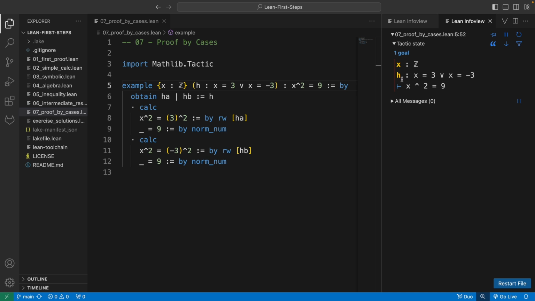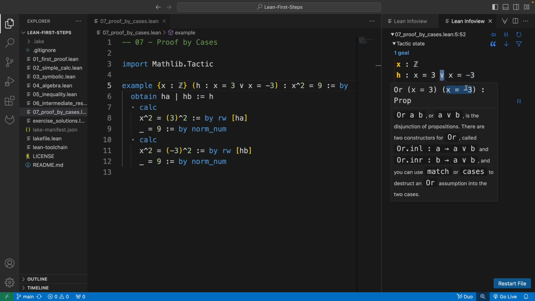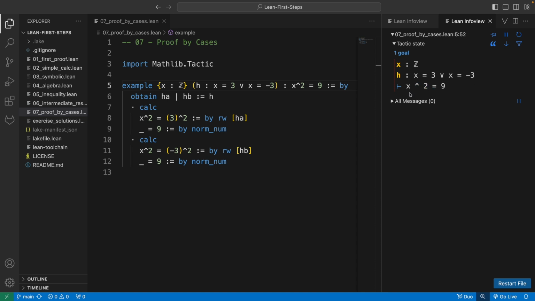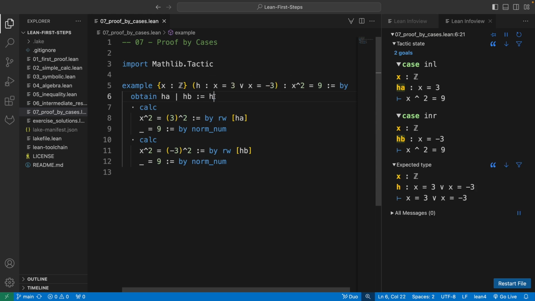It knows that there's a hypothesis that x is 3 or x is minus 3, and it's using that symbol. And it knows that the proof objective, the goal, is x squared is 9. That's at this point. Then we run the obtain, which, as we said, splits the disjunction into two cases and calls the smaller hypotheses HA and HB. And we can see here what those are now, because we're putting our cursor at the end of that line, so that's been executed.